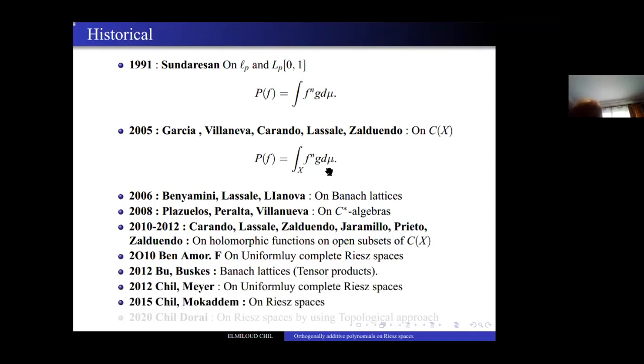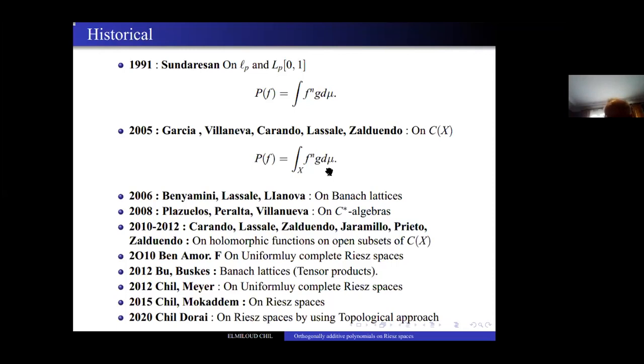And after that, in collaboration with Professor Meyer, we gave the same result, but by a topological approach. We generalized the same result of Sundaresan in the case of uniformly complete Riesz spaces, but by using a topological approach. And then, in collaboration with Mokadem, we generalized the result of Sundaresan in the case of Riesz spaces.